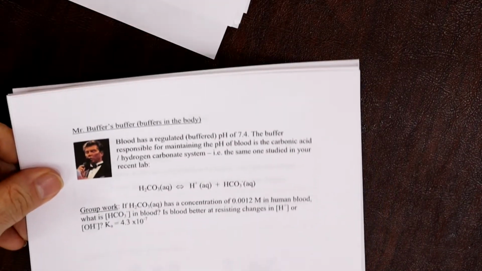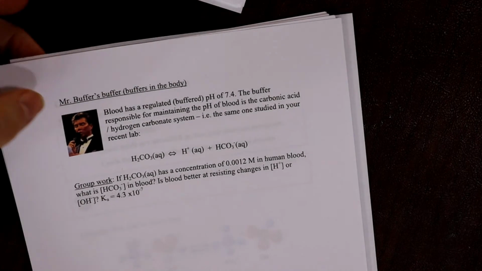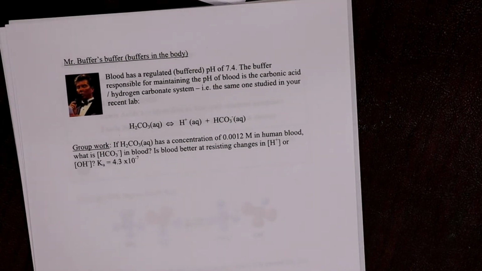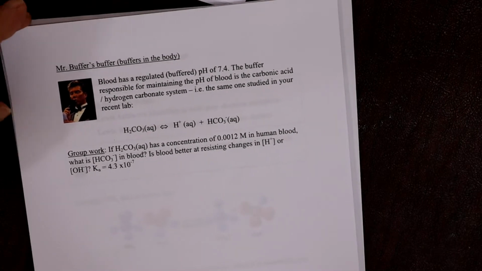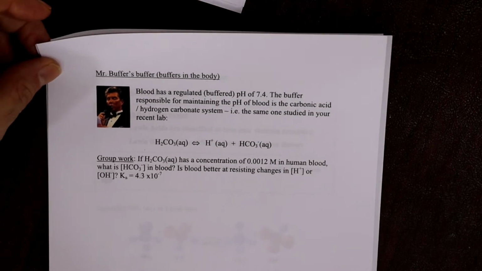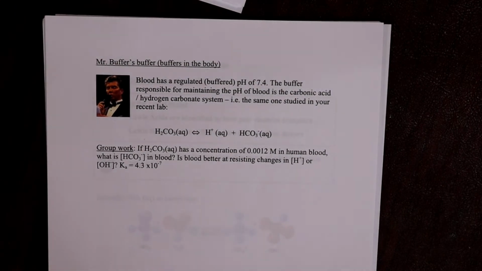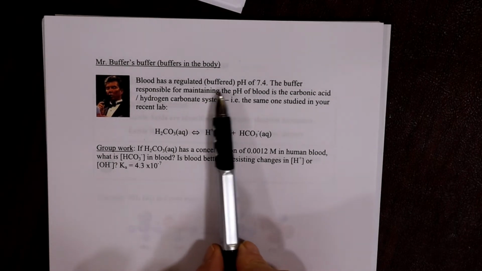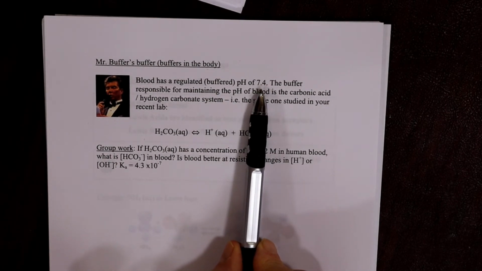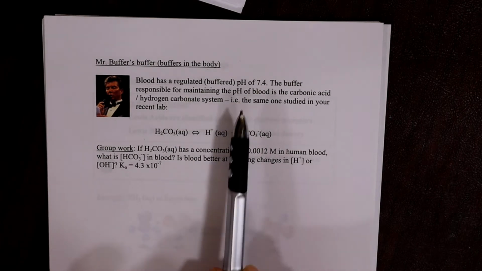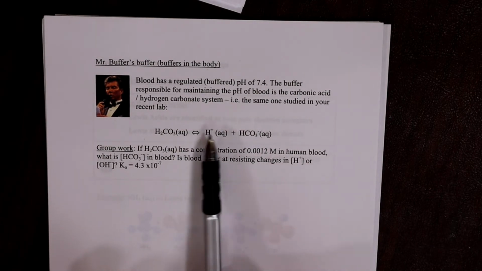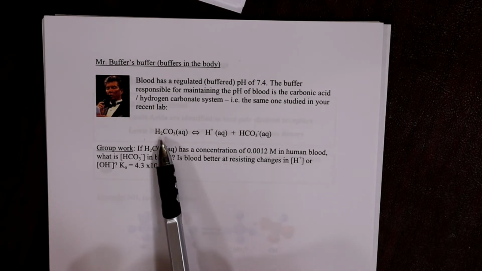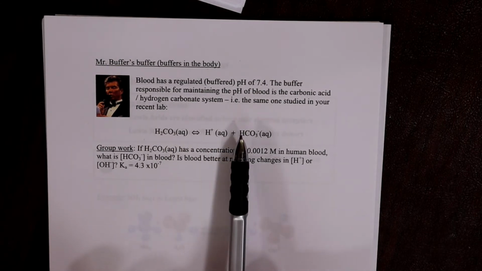Now, let's do a true biochemist's dream question. In your blood you have a buffer, and in pretty much all mammalian systems it's the same buffer. It's the carbonate buffer, or to be specific, the hydrogen carbonate buffer. Blood has a regulated, pH controlled buffer of 7.4. The buffer that does that is the carbonic acid hydrogen carbonate buffer. That's the buffer in your blood, and it controls the pH in your body essentially.